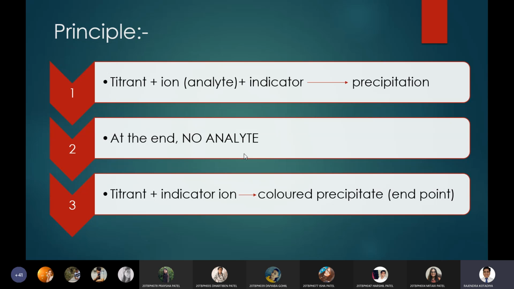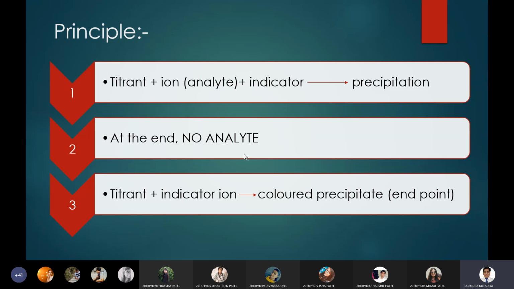So your analyte will be present in ionic form, and we will add some indicator that also has the capacity to get ionized. So we'll use these three particular systems in the case of precipitation titration. You will require titrant filled in a burette. You will require your analyte, which we have to estimate, and that should undergo the process of ionization. At the same time we require an indicator, which should also have the capacity to get ionized.